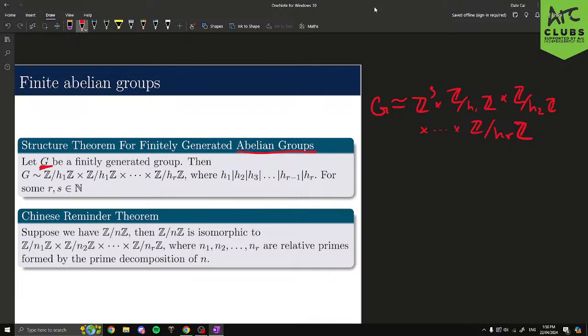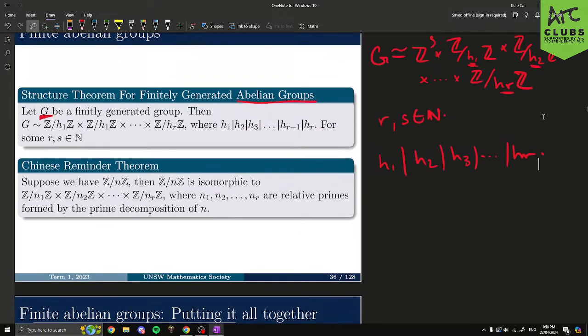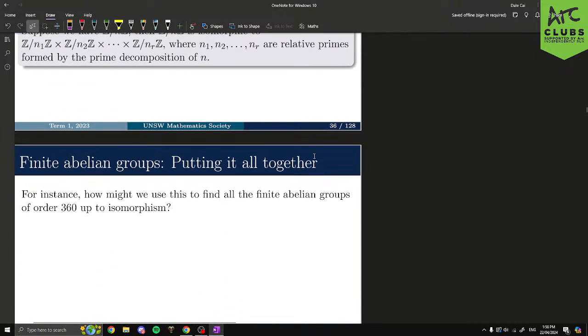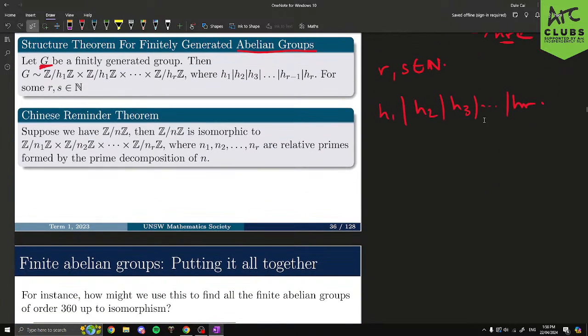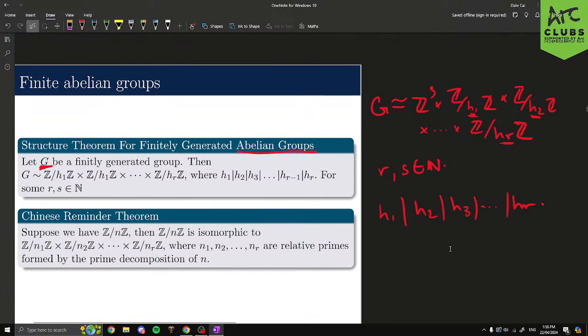And the things we need for this to be true are that R and S are natural numbers, and that each of these numbers are in sequence and divide each other. So h1 divides h2, which divides h3, and so on. If you want to find every subgroup of a finitely generated abelian group, or every subgroup of some order, which we will do next, you can use this theorem to find all of them.